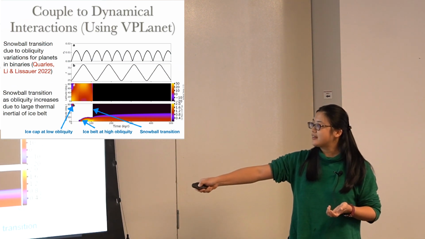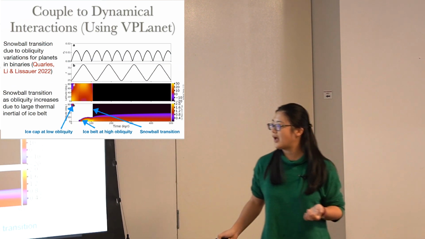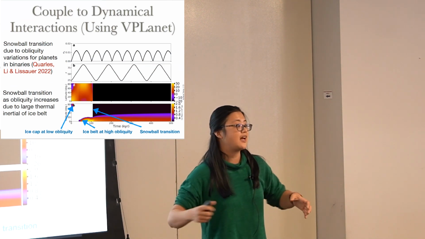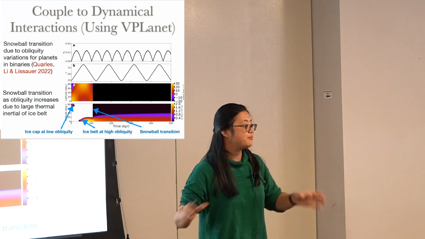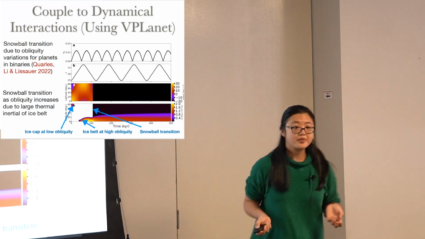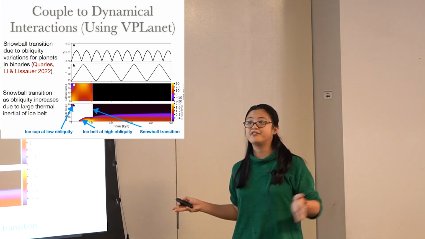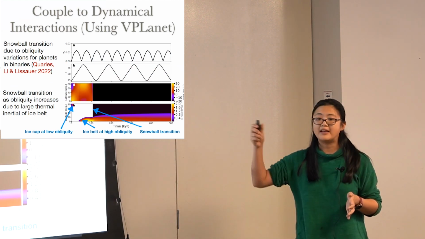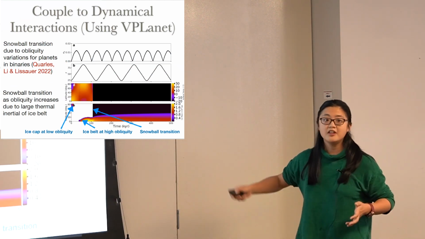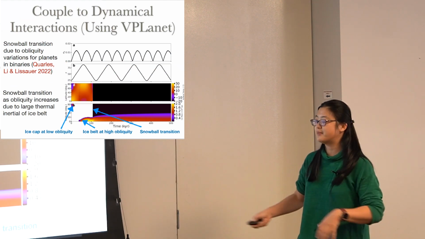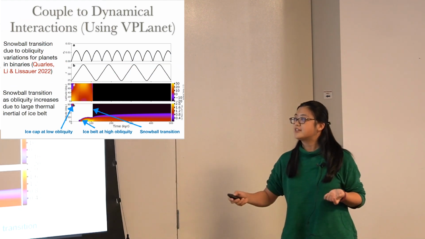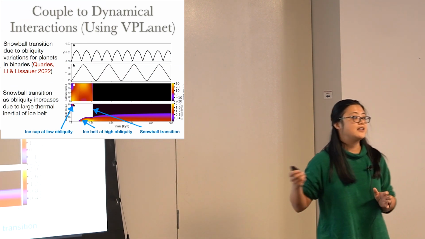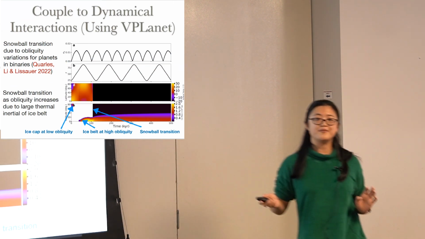However, when obliquity goes back down, because the ice belt has large thermal inertia, because it is much more massive and has much more surface area, the ice will not be melted fast enough. And at that time, the pole area will also become icy because it's colder. The whole planet will very easily become a snowball. So we find these large obliquity variations can enhance the probability for the planet to undergo a snowball transition.